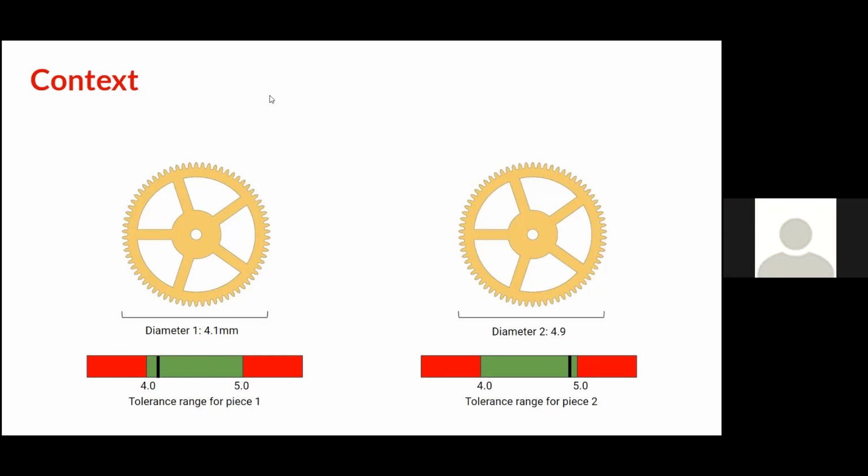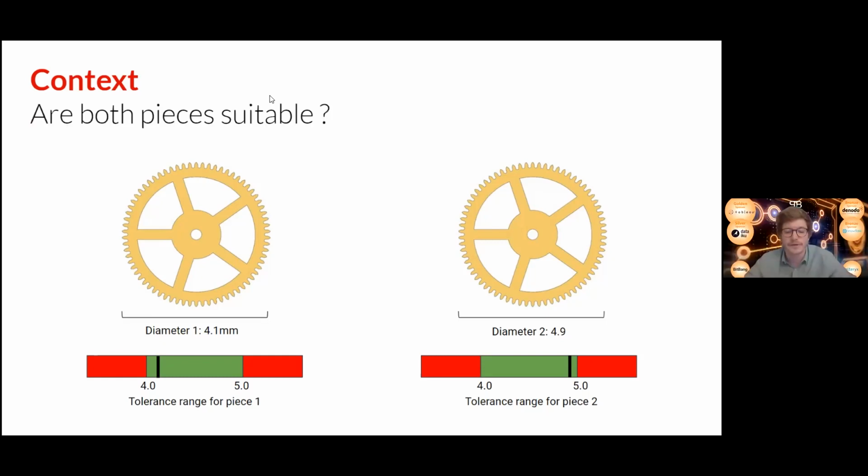But we have a specific question here: can we assemble those pieces? Are both pieces suitable? And you have to keep in mind that in this concept of a movement, you don't have only two pieces, but more than 100 pieces. So that's basically a perfect machine learning use case. And this is the ground of our problematic.